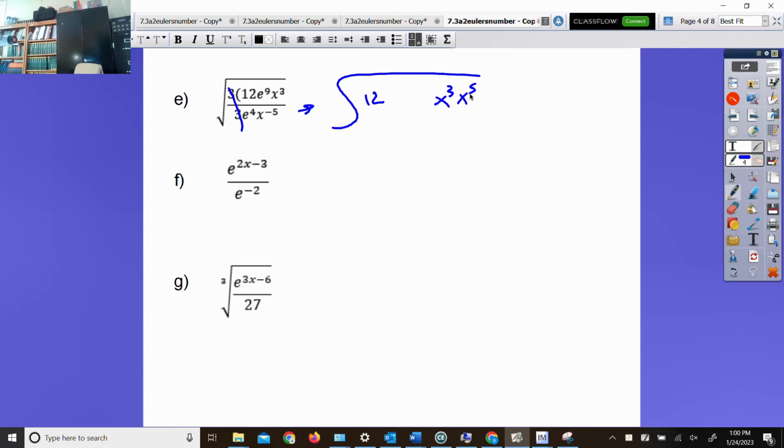Anything else? Subtract your E's. E to what power? Fifth. And we're actually not done with this. We've still got some cleanups to do. We got x cubed next to the fifth sitting right next to each other. 12 e to the fifth, x to the eighth, and now we can start working on this thing.